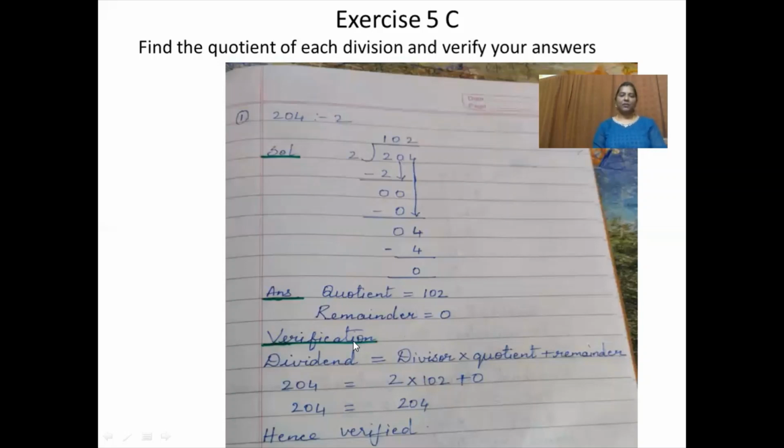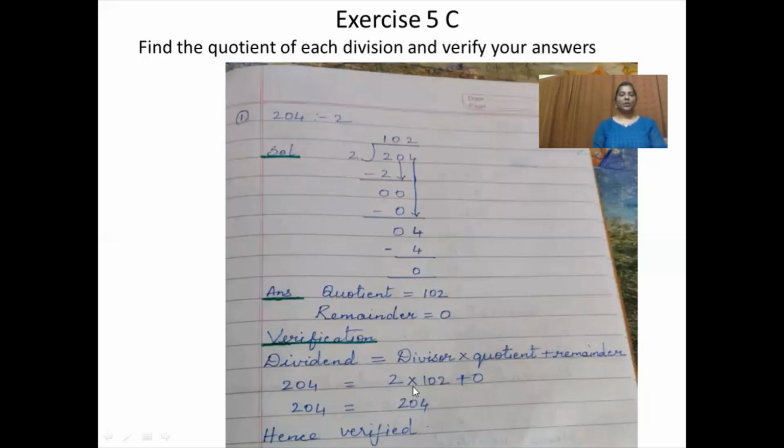And children, for verification, I told you we use a small formula. That is, dividend is equal to divisor into quotient plus remainder. Now children, what is dividend? That is 204. Now children, divisor is 2, quotient is 102, remainder is 0. Now let us substitute in the formula. That is 204 is equal to 2 into 102 plus 0.